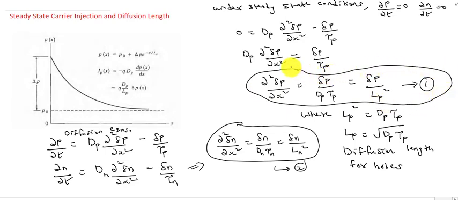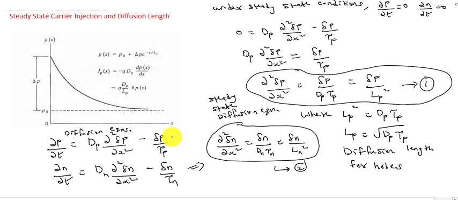These two equations are known as the steady state diffusion equations. So the diffusion equation has been modified to a new equation, that is the diffusion equation under steady state condition, by applying ∂p/∂t equal to 0 and ∂n/∂t equal to 0, and these equations 1 and 2 are known as the diffusion equations under steady state condition. Actually, Lp and Ln are the diffusion lengths for holes and electrons.